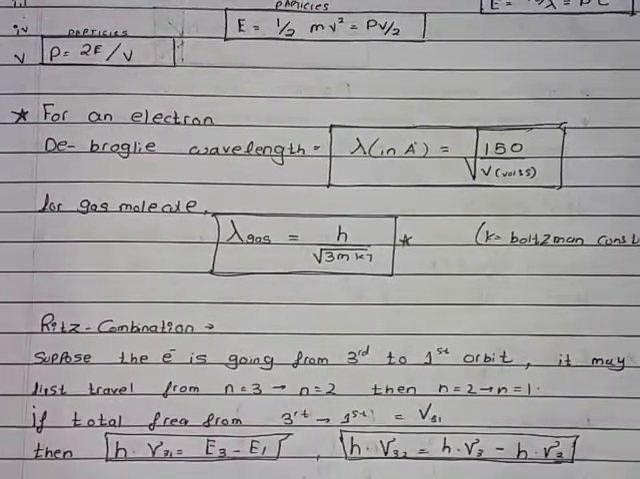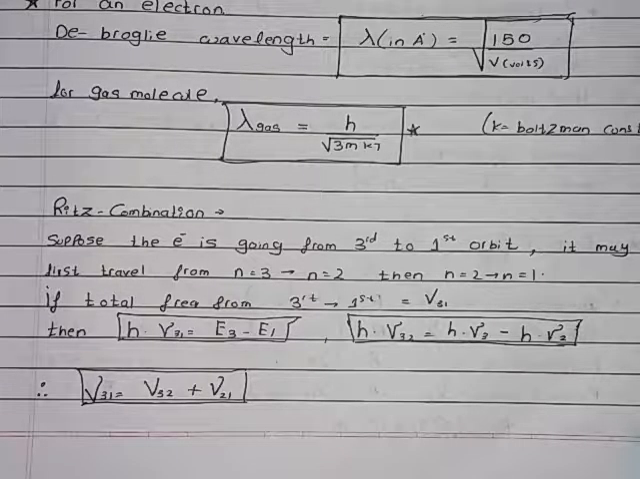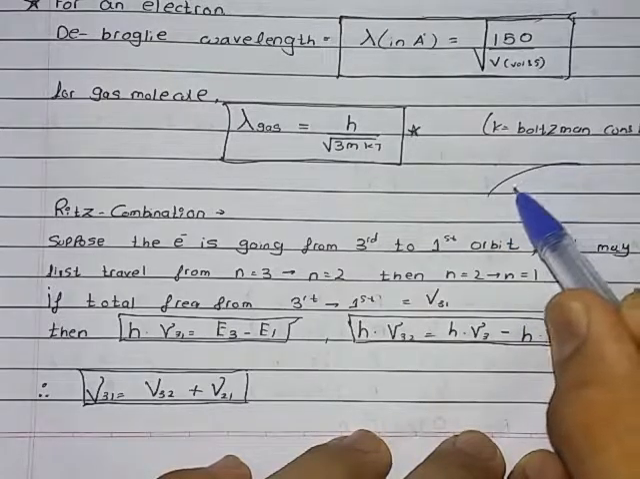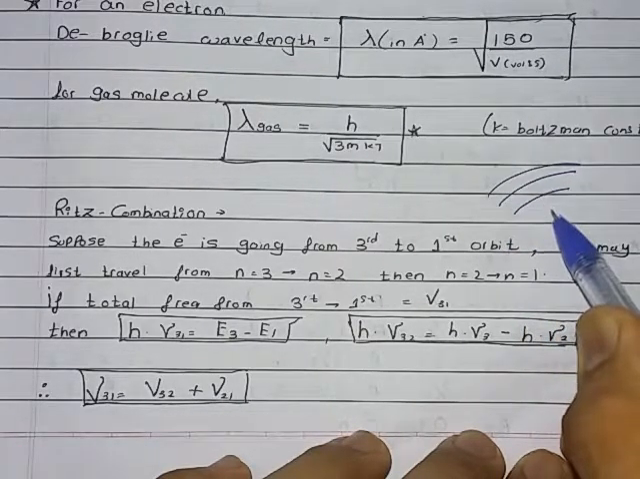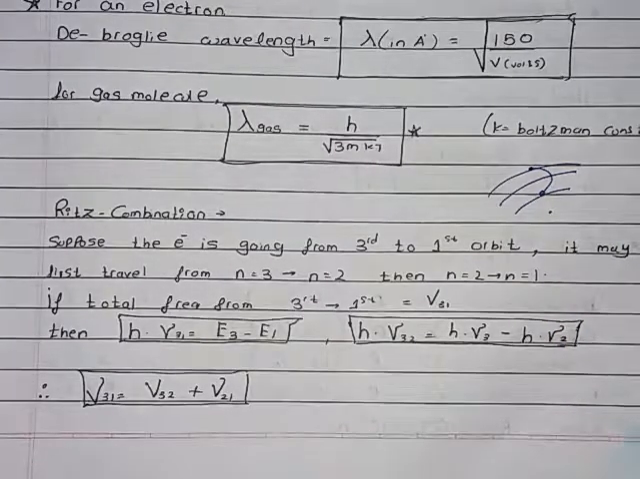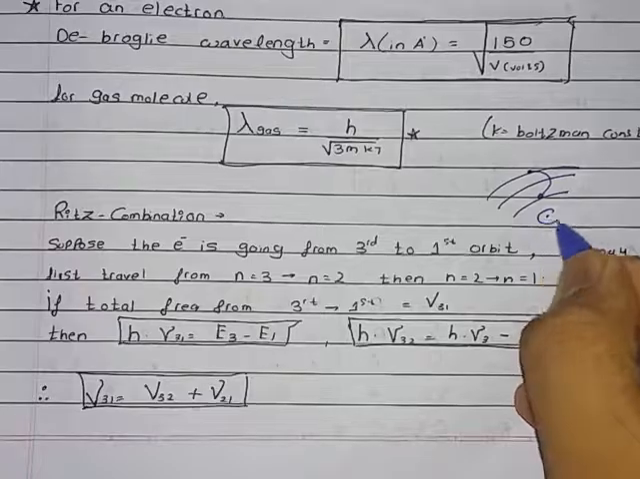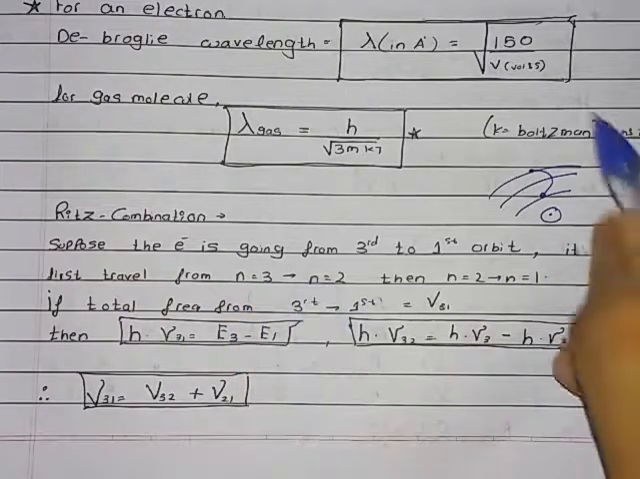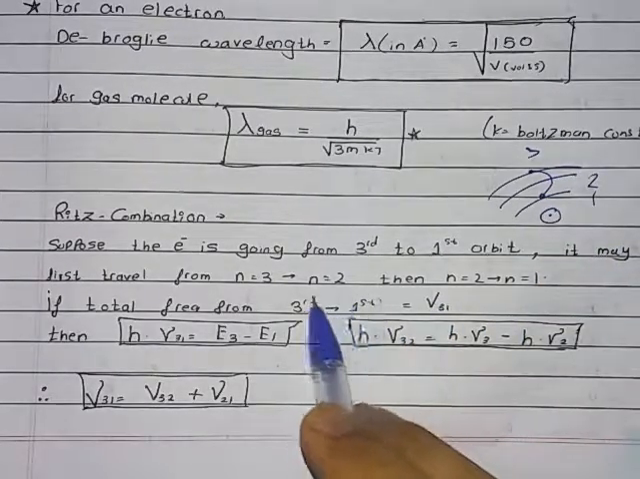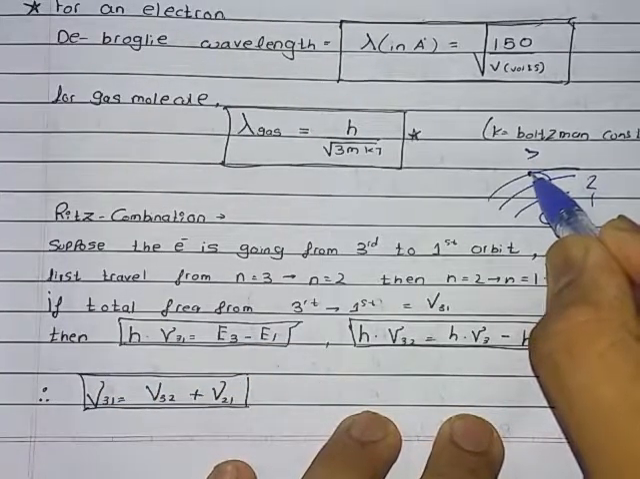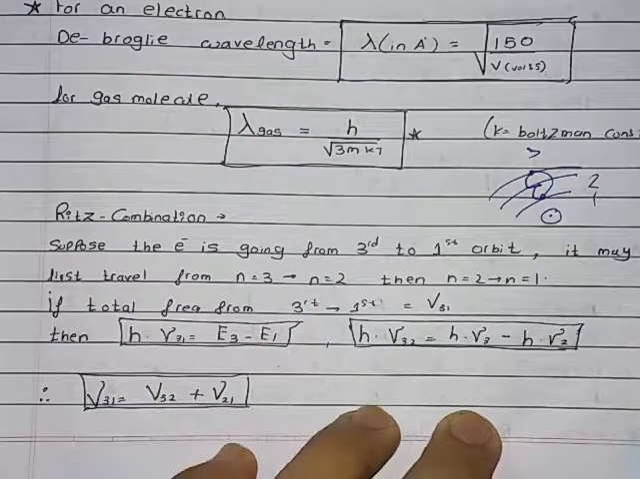And now let's talk about something more complicated, that is the Ritz combination. Suppose the electron is going from the third to the first orbit. If this is the third orbit, this is the second orbit, this is the first orbit, this is the nucleus. The electron may first travel from n equals 3 to n equals 2, then n equals 2 to n equals 1. That means we have one probability that the electron goes from 3 to 2 and then from 2 to 1.